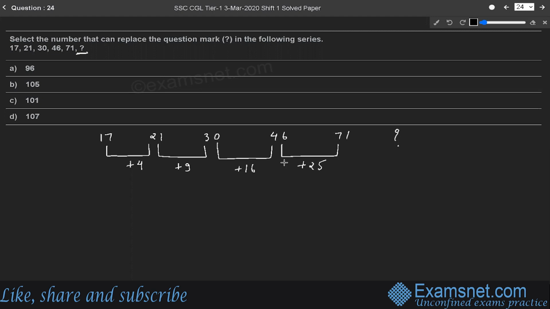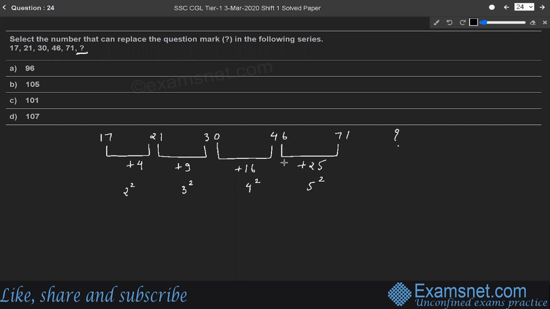Here plus 4 is square of 2, so it can be written as 2 square. 9 is square of 3, so it can be written as 3 square. 16 is square of 4, so it can be written as 4 square. And 25 is the square of 5, so it can be written as 5 square. So you can see that the logic or the pattern here is adding 2 square, then adding 3 square, then 4 square, then 5 square, and so on.